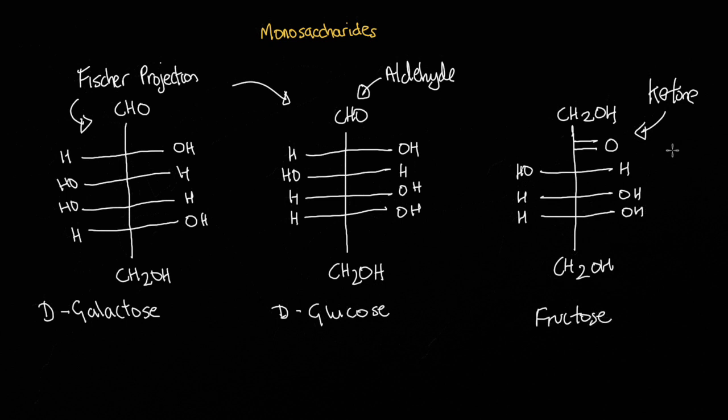And again, it's a Fischer projection. And again, the intersections represented here, one intersection, so that's where a vertical line crosses a horizontal, 1, 2, 3. So this has three chiral carbon centers. Is it D or L? Functional group at the top. Well, in this case, actually, it's the ketone, so it's towards the top. So the furthest chiral carbon away from the ketone functional group happens to be 1, 2, 3. Look to the right, there's the OH, which makes it D fructose.